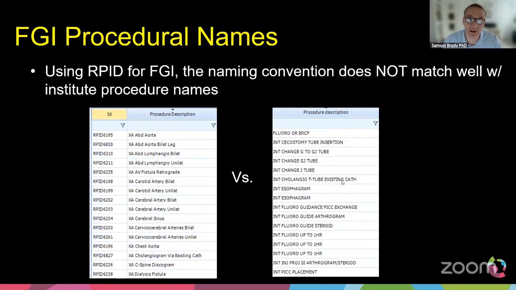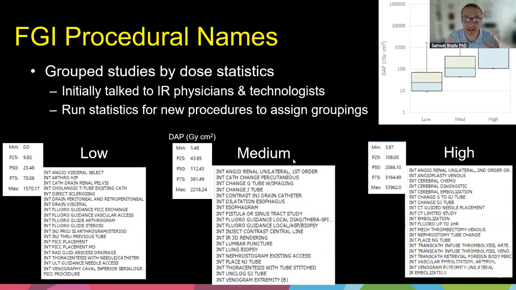In IR, using the fluoroscopic guided interventional software or systems, oftentimes we'll find that the RPID values don't really have a direct correlation with what we name the procedure. The procedures tend to be way more descriptive when we're doing interventional radiological procedures than what they are listed in the RPID. In which case, we got together at our local hospital and we grouped them together.